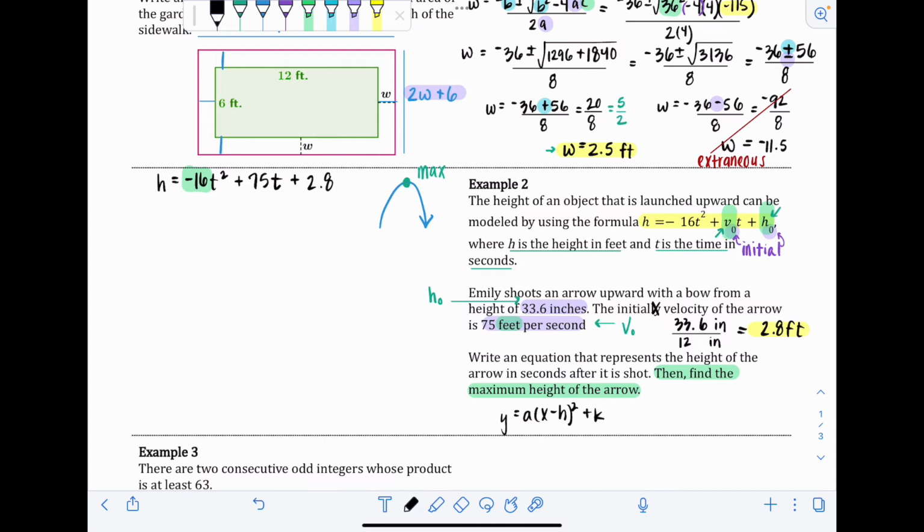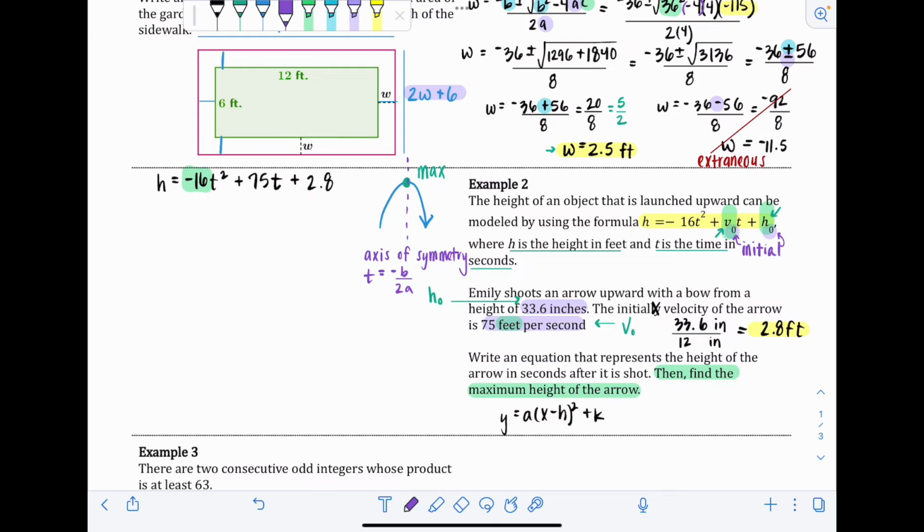There is a vertical line that cuts through the vertex called the axis of symmetry, because quadratics are symmetric. There is a formula that we can use to find that. The formula for the axis of symmetry, usually we say it's x equals negative b over 2a, but here our variables aren't x's, they're t's, so I'm just going to put a t.